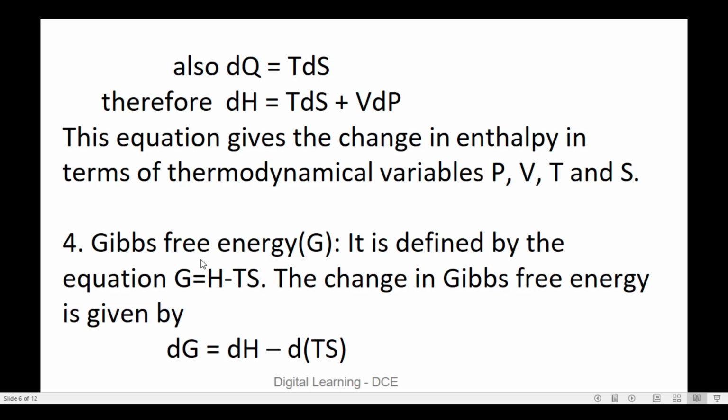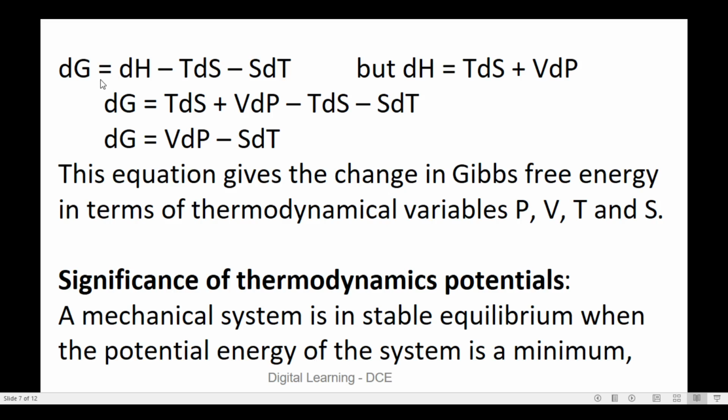So next, the fourth one, Gibbs free energy represented by G. It is defined by the equation G is equal to H minus TS. The change in Gibbs free energy is given by dG equals dH minus d into TS. So then simplifying, we get dG equals dH minus TdS minus SdT. But dH equals TdS plus VdP. So then we have dG equals TdS plus VdP minus TdS minus SdT. So plus TdS and minus TdS get cancelled. We get dG equals VdP minus SdT. This above equation gives the change in Gibbs free energy in terms of thermodynamical variables P, V, T and S.